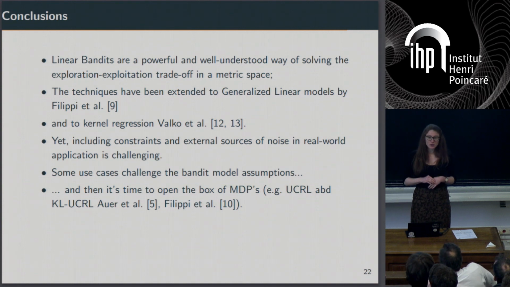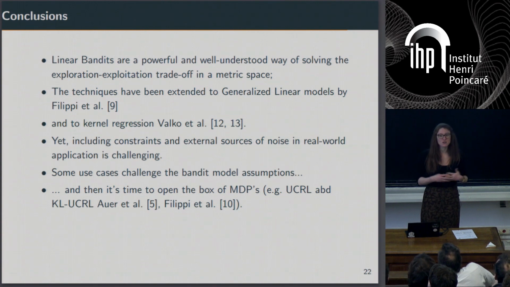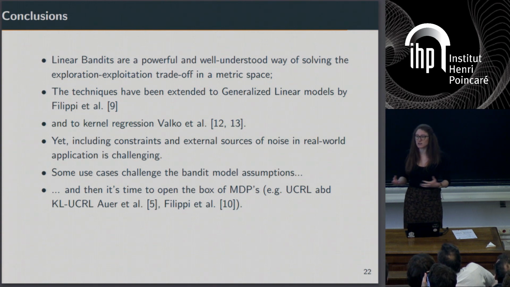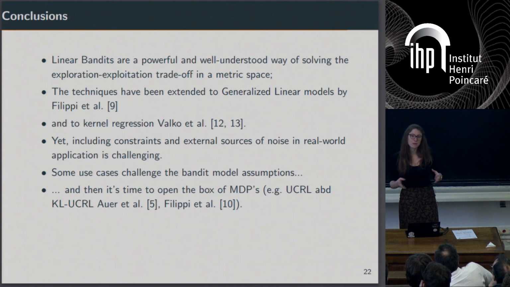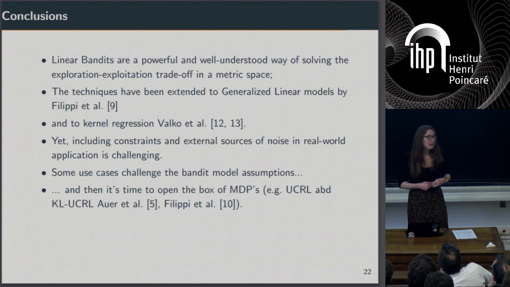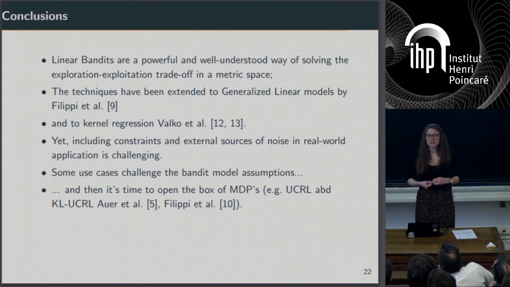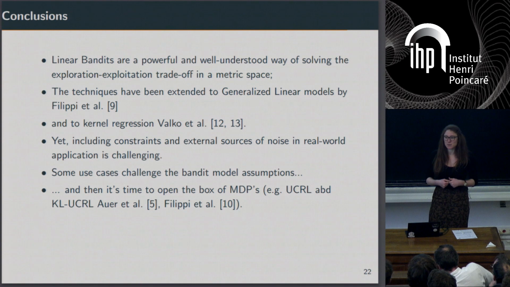Yet, when you have to include external constraints or externalities, noise that comes from something that is not exactly your feedback model, it's always a little bit complicated to include in the model, so it requires work, it's a bit challenging. And sometimes you have use cases that kind of violate the bandit assumption.